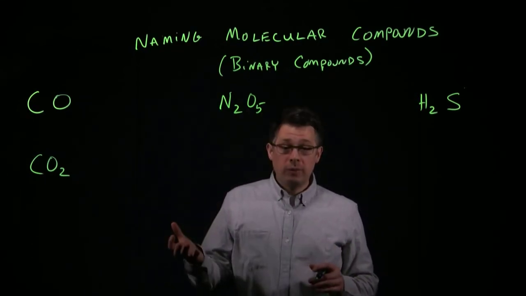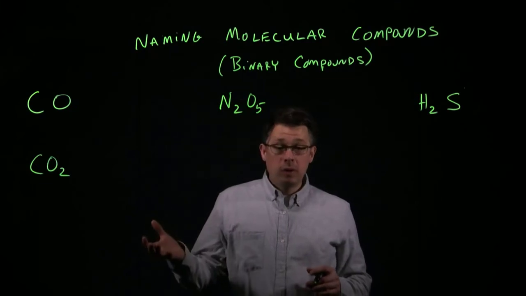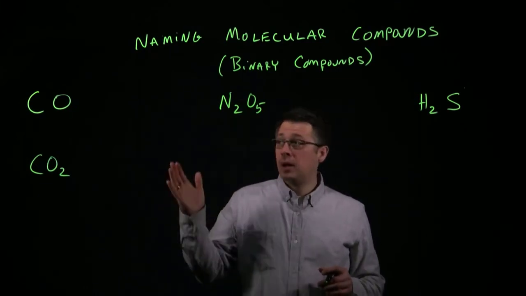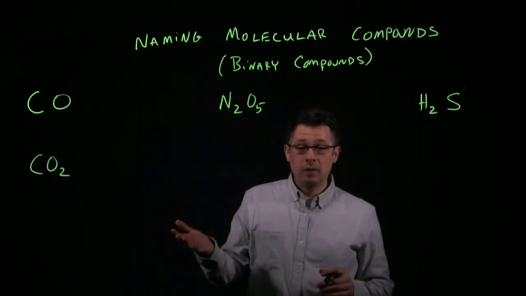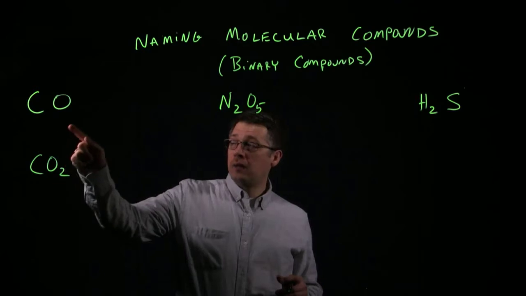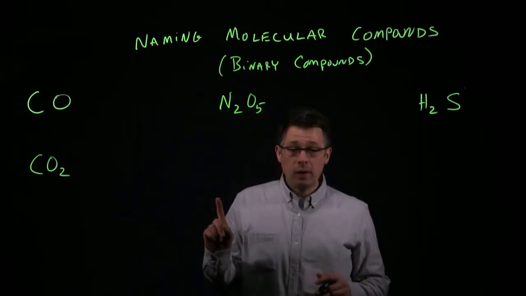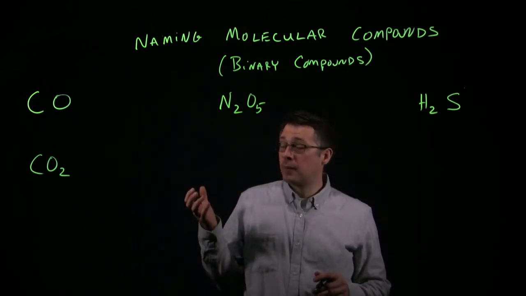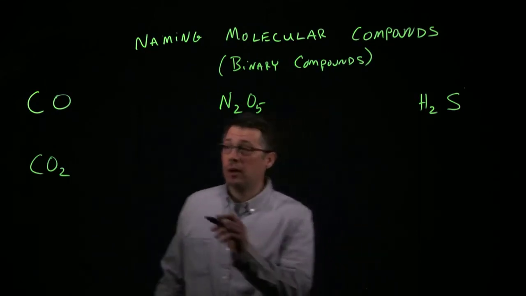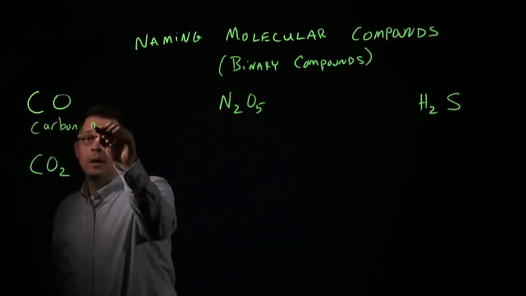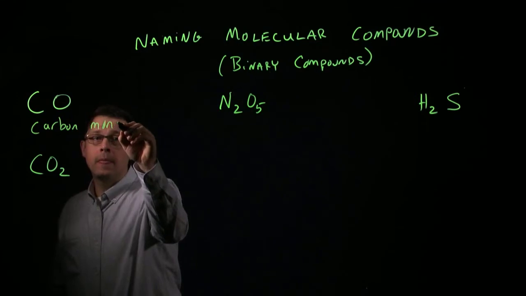We use Greek prefixes. We don't use Greek prefixes if there's one for the first atom. And so these compounds are going to illustrate the rules for naming these. So this CO has one carbon, and typically we'd say monocarbon, but we don't put mono on the first atom as a prefix. We do on the second one. So this would be carbon monoxide.